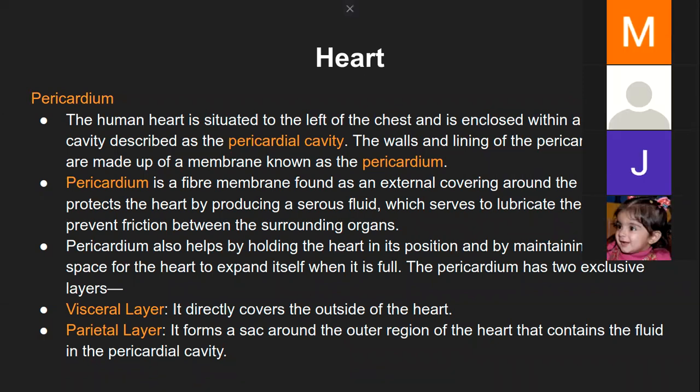So it will prevent friction. Pericardium prevents friction, right? So if it's not there, then there'll be a lot of friction, which will make it hard for the heart to beat, and the heart also won't remain in one position.